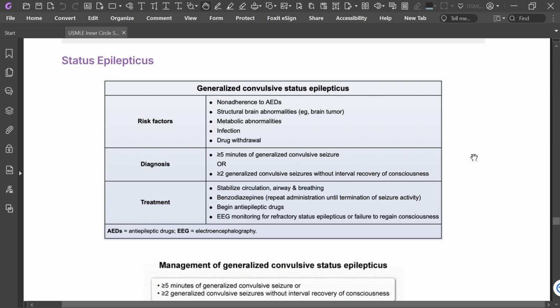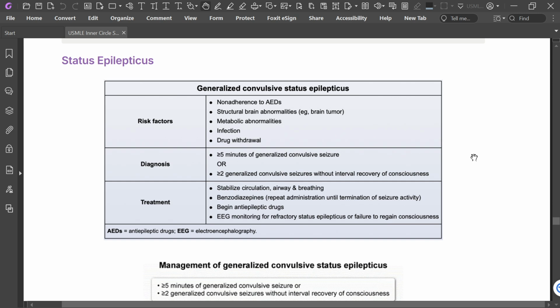Now I would like to discuss status epilepticus. First, generalized convulsive status epilepticus. What are its risk factors? It may be non-adherence to anti-epileptic drugs. There may be some sort of brain abnormalities like brain tumor. There may be metabolic abnormalities, infection, and drug withdrawal.